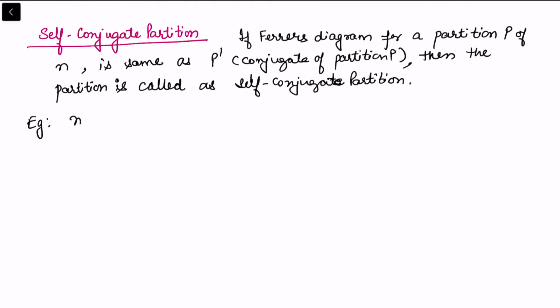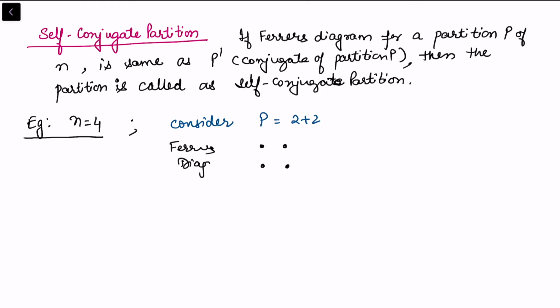Let n be equal to 4. In this case, let's consider one of the partitions. Consider P equal to 2 plus 2. This is one of the partitions of 4, and if I now draw the Ferrers diagram corresponding to this, we can see these are the dots. So this is the Ferrers diagram for the partition P that I've considered.